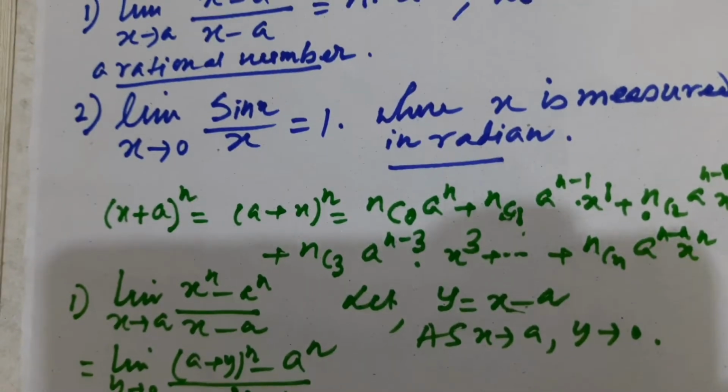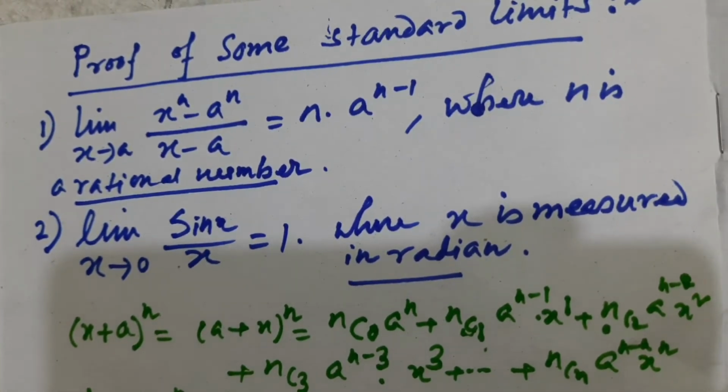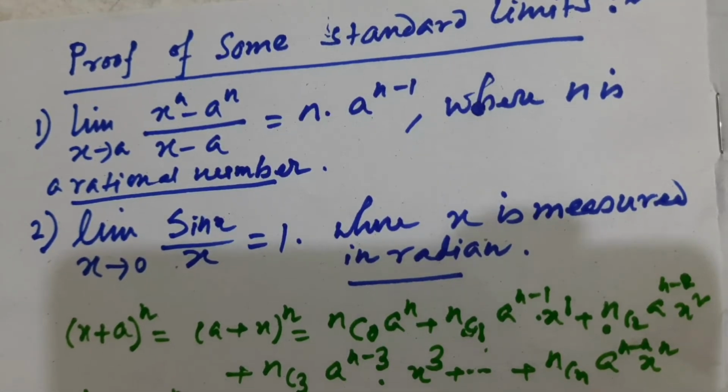So this is your question number 1. This is limit x tends to a, x to the power n minus a to the power n by x minus a, and that is n into a to the power n minus 1.